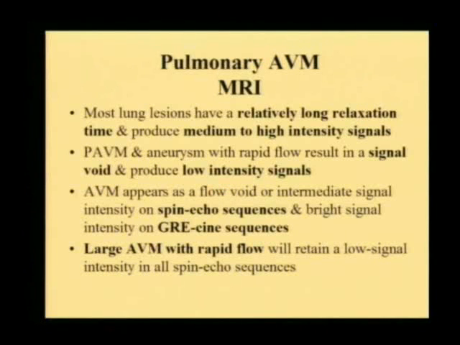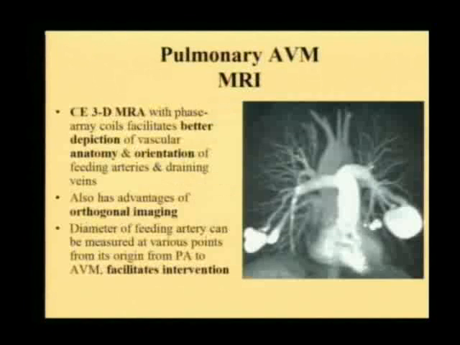Typically in a spin echo sequence, rapidly moving blood will show a flow void and low intensity signals, and on a gradient echo sequence it will produce a bright image. Like for example here, you can see the malformation the same way as you would see in CT. You can measure the feeding artery in the same way and decide whether there is a landing zone for the device, what size device should I use.